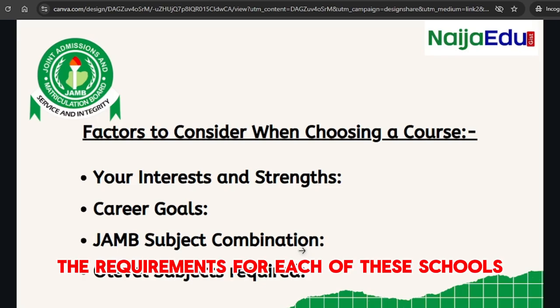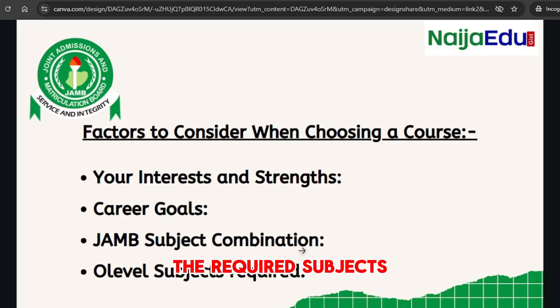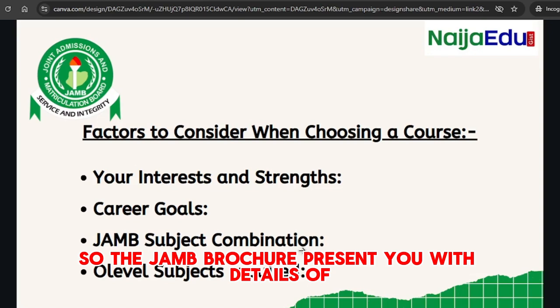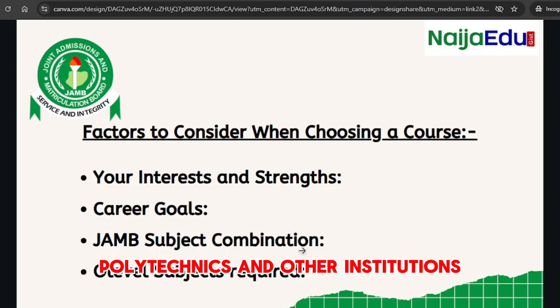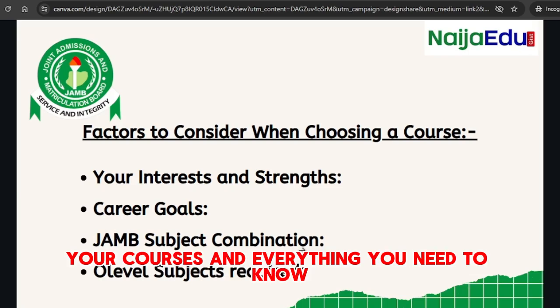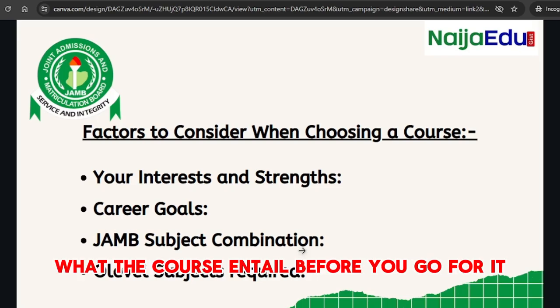So we'll talk about the requirements for each of these schools. All of these requirements by each school, the course, and the required subjects can be checked on the JAMB brochure. The JAMB brochure presents you with details of all available universities, polytechnics, and other institutions, their courses, and everything you need to know. So remember that you have to be fully aware of what the course entails before you go for it.